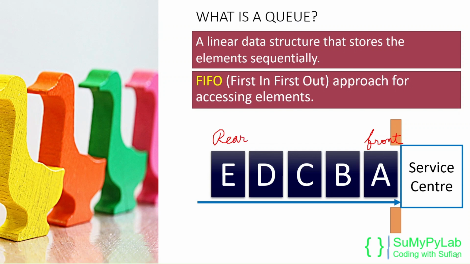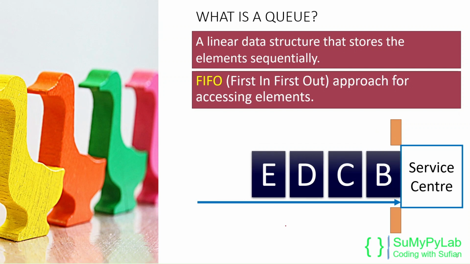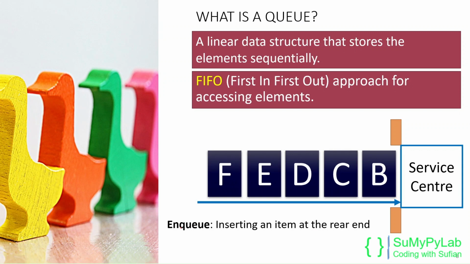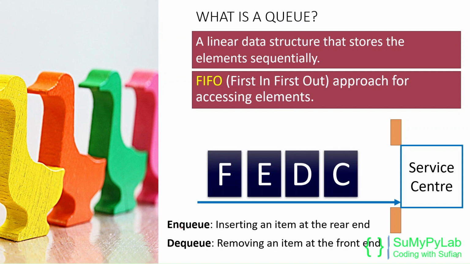After having service, the item from the front end is removed or dequeued. A new item is inserted or enqueued at the rear end. The two most important operations on a queue are enqueue and dequeue. Enqueue is the process of inserting an item at the rear end of the queue, and dequeue is the process of removing an item from the front end of the queue.